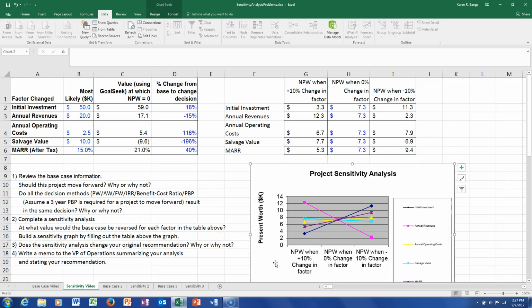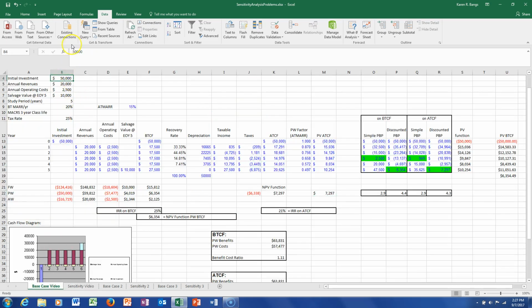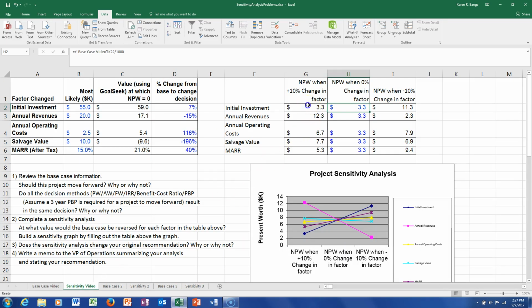And this is also what was shown in the first video that you watched for this module. So your table is going to have these values blank, and you're going to figure that out. So when I'm at my base case, my net present value is 7.3. But if I say, what if the investment increased by 10%, my net present value goes down to 3.2, and my initial investment increases.